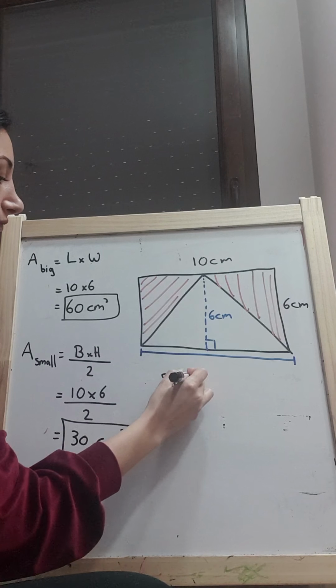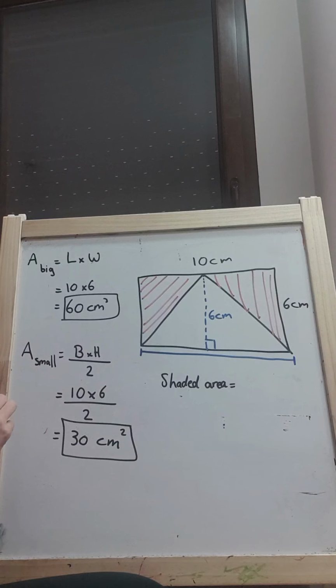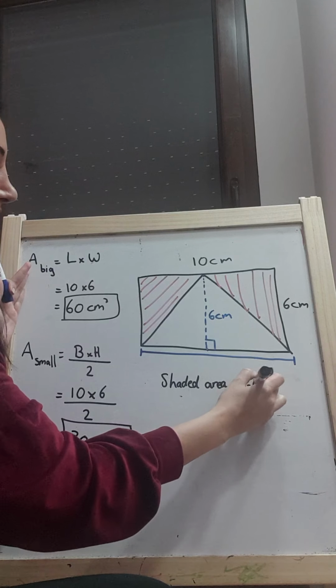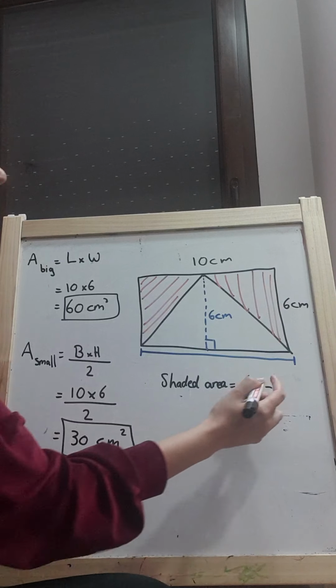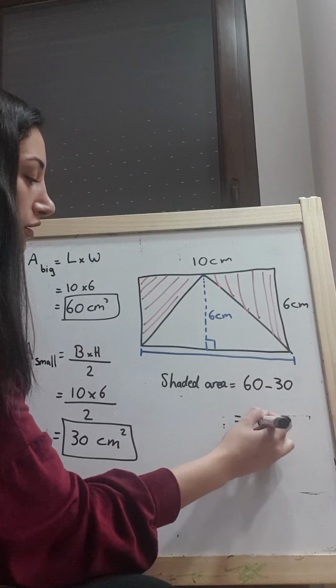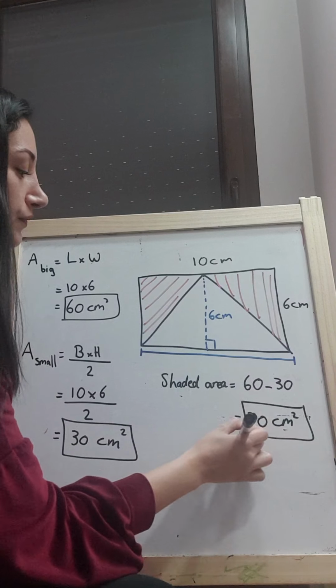Shaded area is the area of the rectangle taken from it, or cut from it, the area of the triangle, which is 30 centimeters squared.